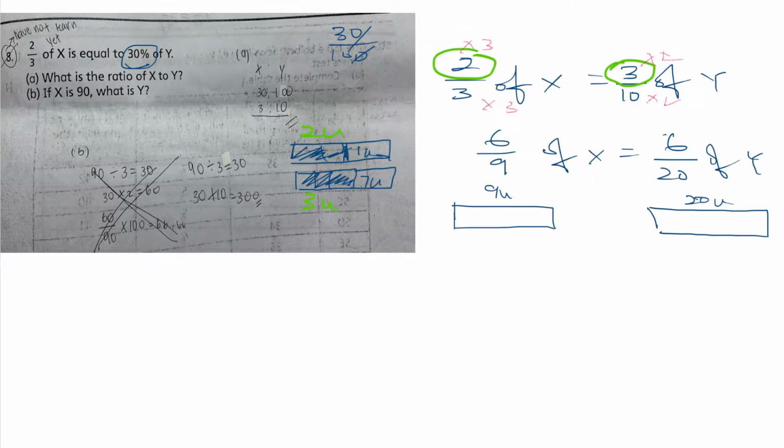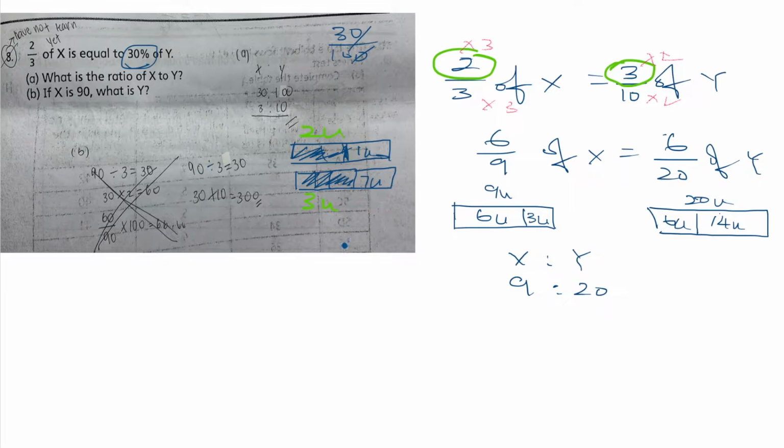Because here is 6 units, here is also equal to 6 units of here, but 6 units of here, then here is 14. So the ratio of x to y will be 9 to 20. Did you give me the ratio?